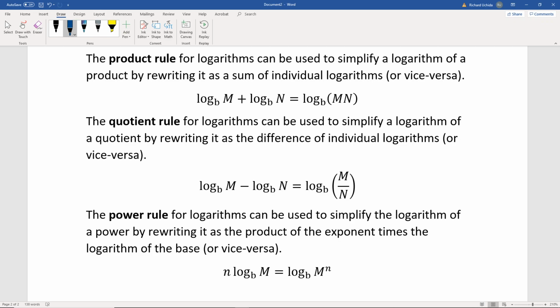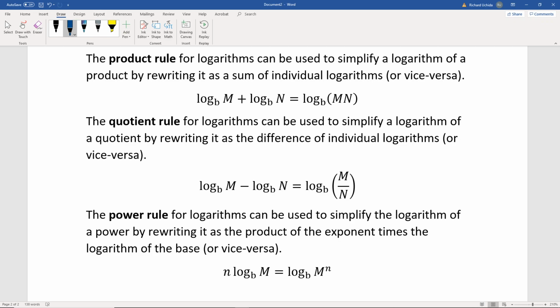Now, the third basic rule of logarithms is the power rule for logarithms, which can be used to simplify the logarithm of a power by rewriting it as a product of the exponent times the logarithm, or again, vice versa. So that n times log base b of m, what we could do is move that n in front of the logarithm to the exponent, so that'll be log base b of m to the n.